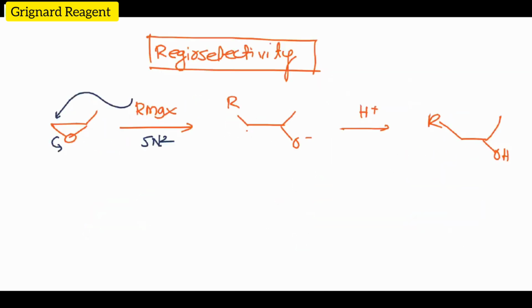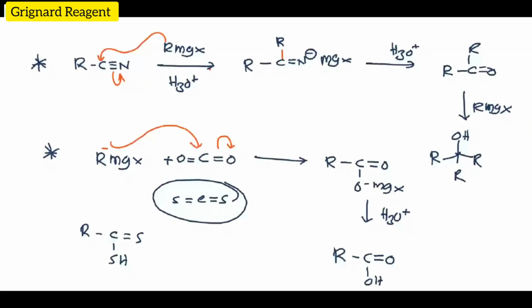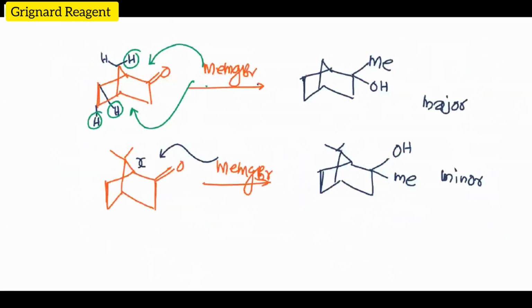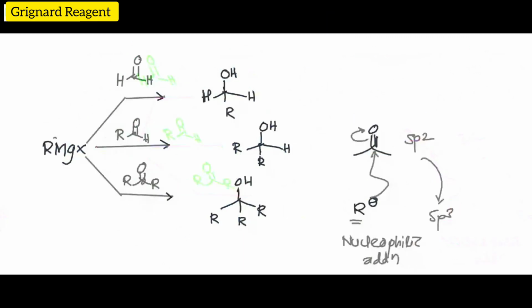So this is all about the reagent called organomagnesium, one of the widely used organometallic compounds for the purpose of making carbon-carbon bonds.